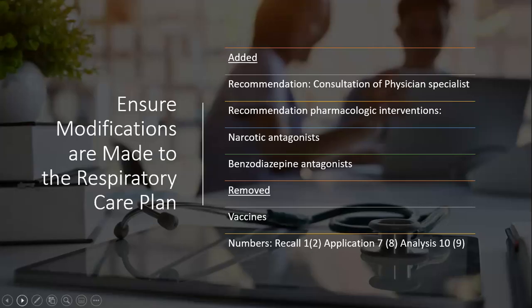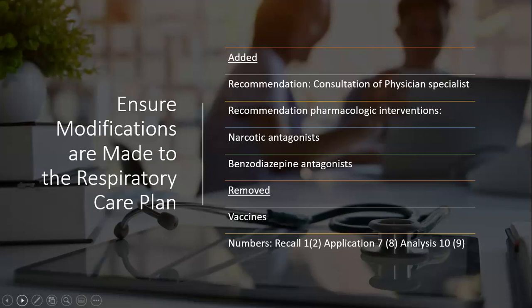Okay, ensuring modifications are made to the respiratory care plan. Here, recommending a consultation of a physician specialist. This is also on the CSE, guys. So they're going to need to know how to evaluate those labs, evaluate that echo, whatever it might be, and know when they need to call in a cardiologist or a pulmonologist or neurosurgeon, endocrine, something like that.